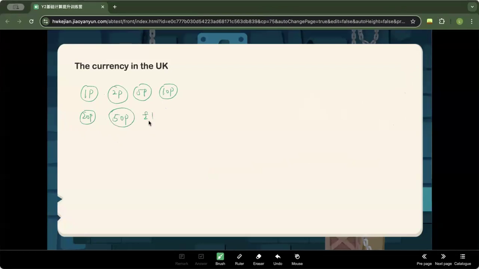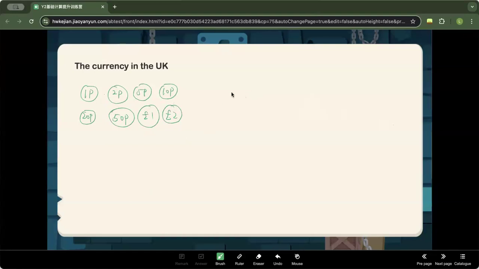Just a little reminder to everybody: when we write the pound sign, it will be in front of the number. So 1 pound, the pound sign will be in the front, and 2 pounds is the same. We'll put it in the front. For the pence, we'll put it at the back of the number. So these are the coins we know.